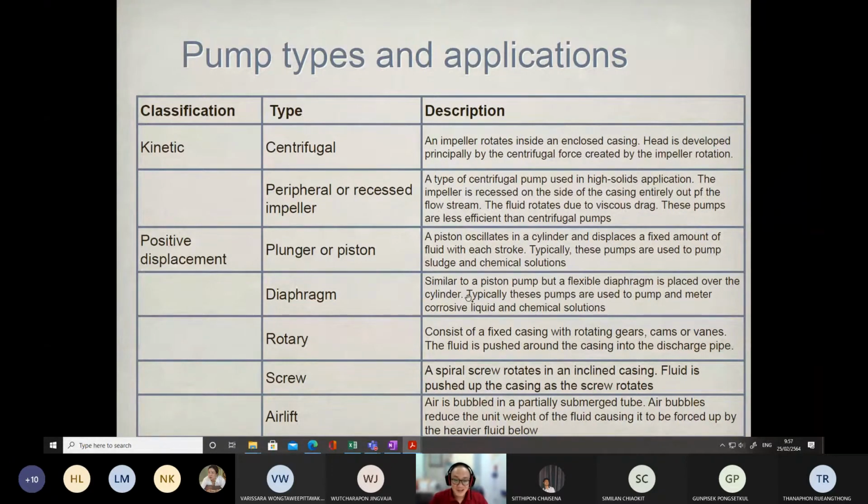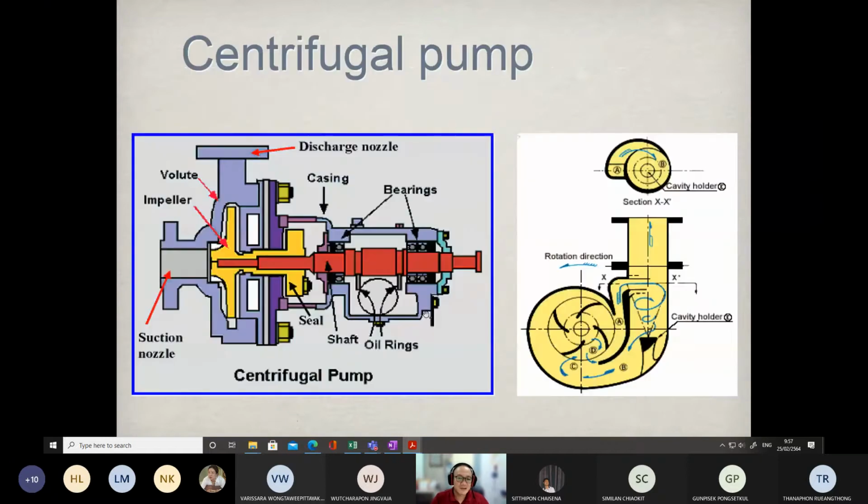The diaphragm is similar to the piston. The piston is something like there is a cylinder inside, and there is a piston. The piston oscillates and displaces an amount of fluid with each stroke. So let's have a look at the photographs to see how it works.